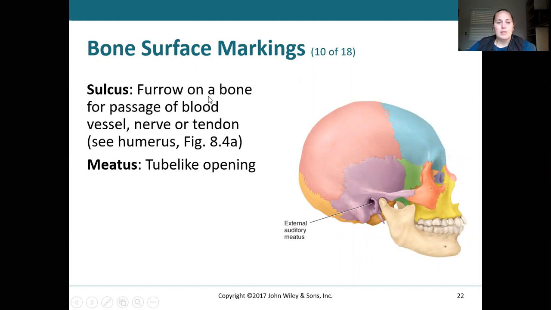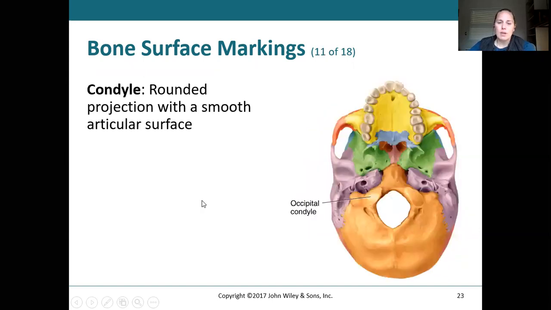We talked about the sulcus, a furrow on a bone, a passage of blood vessel, nerve, or tendon. We'll see that in the humerus when we get to the humerus, in the appendicular skeleton section of chapter 8. The meatus is a tube-like opening. So here, as you can see in your temporal bone, the external auditory meatus. And so that allows output or input, I guess, of sound into our skull.